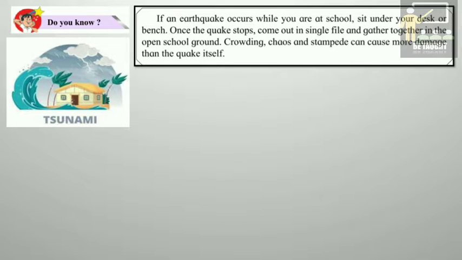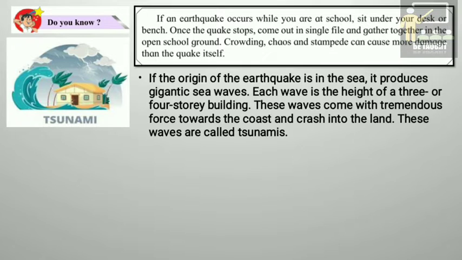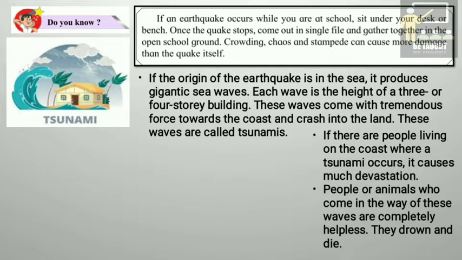The next natural disaster is the tsunami. If the origin of the earthquake is in the sea, it produces gigantic sea waves. Each wave is the height of a 3 or 4 storey building. These waves come with tremendous force towards the coast and crash into the land. These waves are called tsunamis.